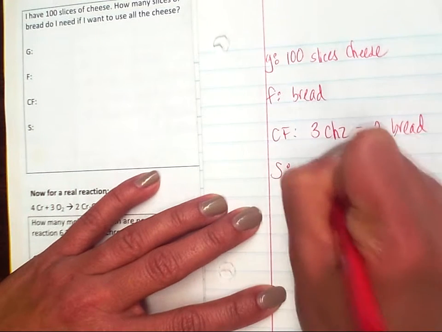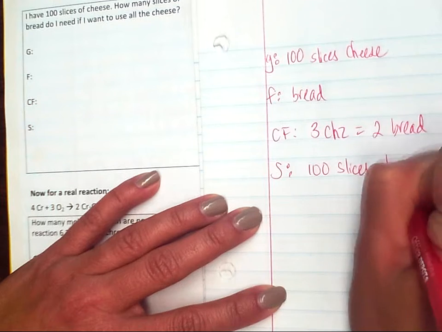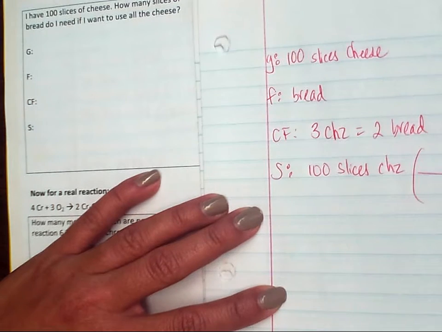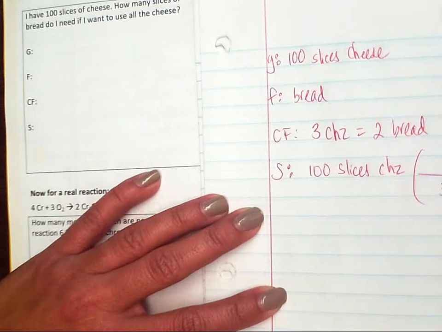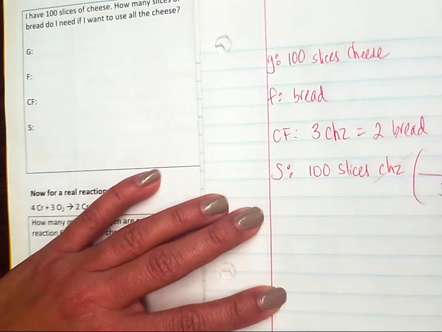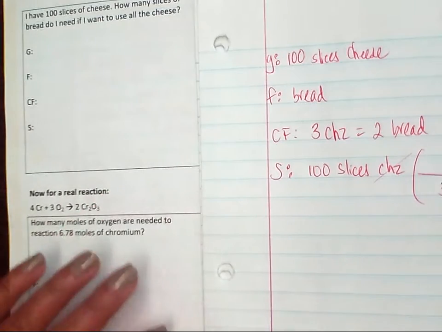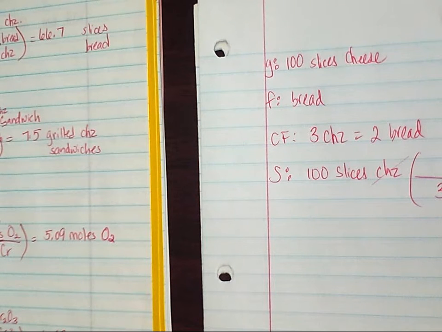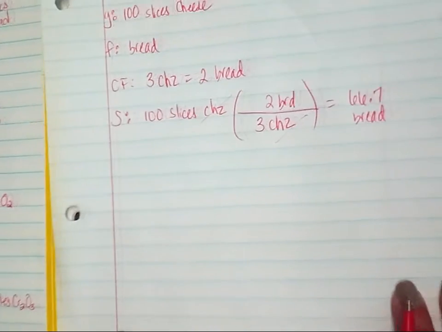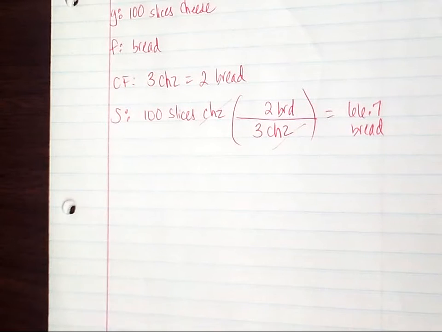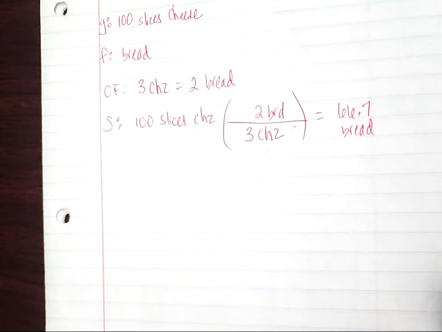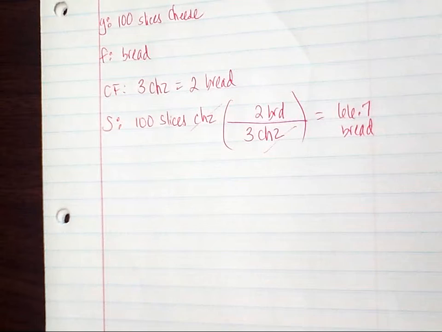You write down what is given. Okay, you want to set it up. Cheese goes on the bottom from the conversion factor. You have the bread on the top. And you know that the cheese will cancel out. You end up with bread. Your final answer should be, okay, so that is how many pieces of bread we would need in order to make our sandwich using that recipe, okay? The next one is a little bit easier because you're dealing with smaller numbers.